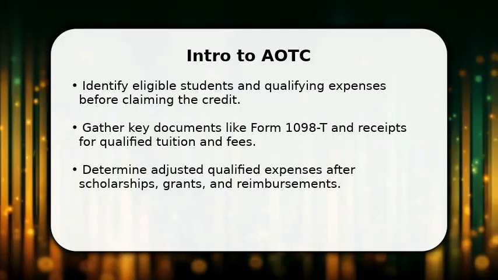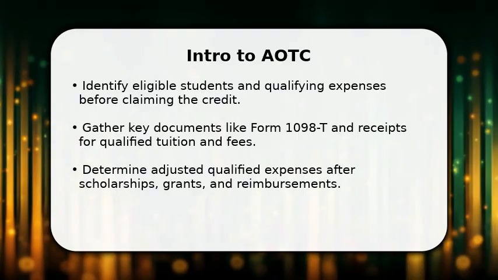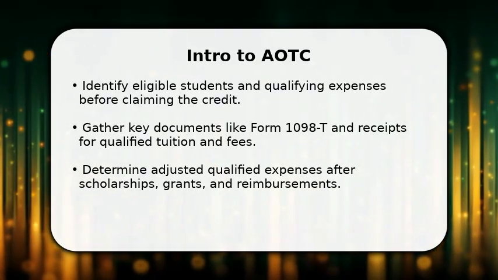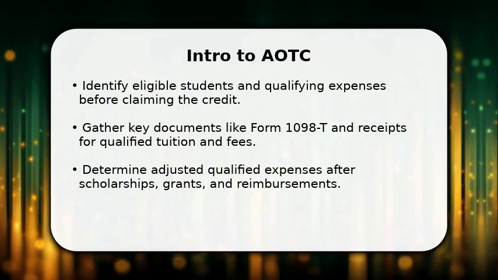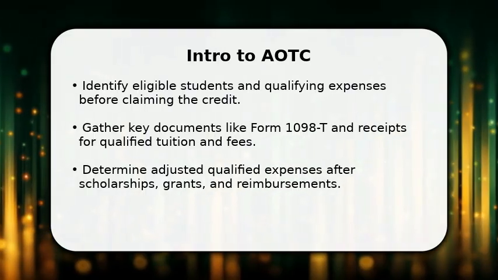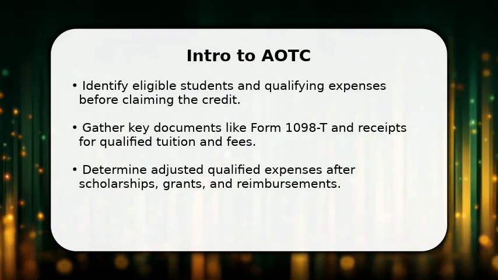Enjoy the video. In this video, I will explain how to file the American Opportunity Tax Credit the right way. Start by confirming student eligibility and collecting Form 1098-T, receipts, and payer details. Then separate qualified tuition from non-qualified items.